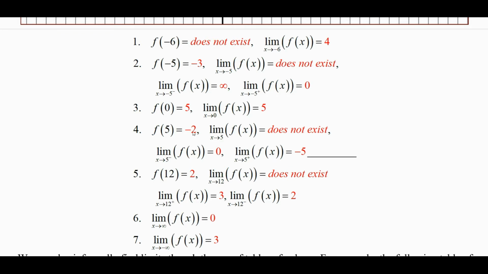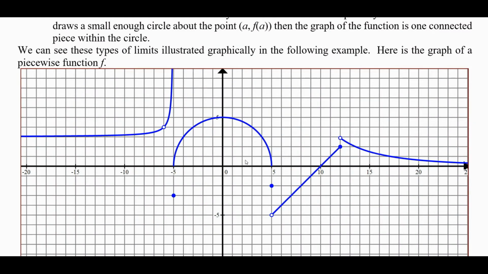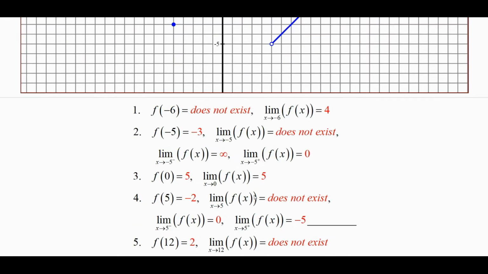Let's see, what else do we have here? F of 5 is negative 2. Yeah, that's down here. It's very similar to the one on this side. In this case, we have left and right limits, but they're not the same. This would be a jump discontinuity. The limit as x approaches 5 from the right side is negative 5, and the limit as x approaches 5 from the left side is 0. And then f of 5 is negative 2. So those are all three different values there.